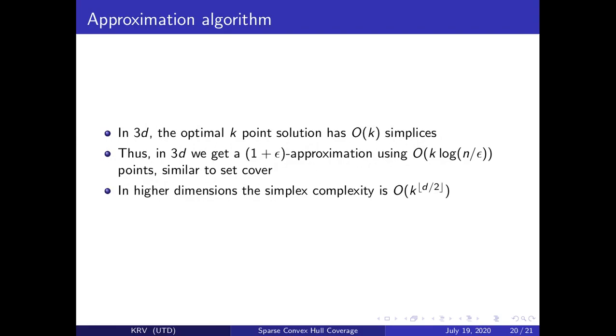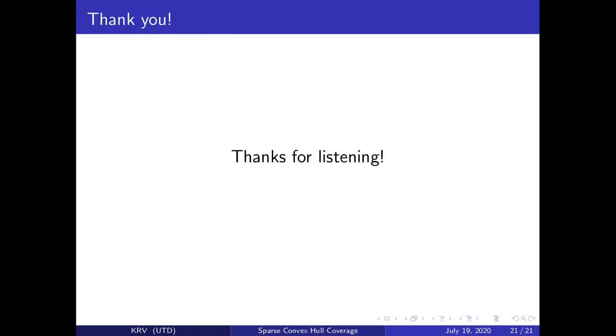Now, in 3 dimensions, the optimal k-point solution has O of k simplices. So thus in 3D we get a 1 plus epsilon approximation using O of k log n over epsilon points, which is similar to set cover. And then in higher dimensions, the simplex complexity grows to O of k to the floor of d over 2. So really this approximation is only practical for low constant dimensions. So that concludes the talk, and thank you for listening.